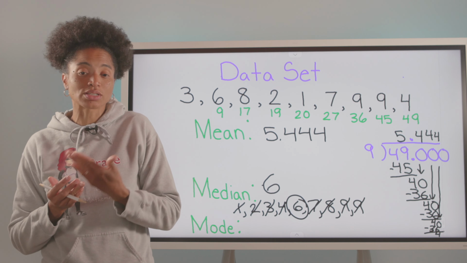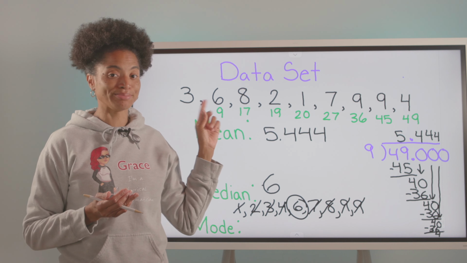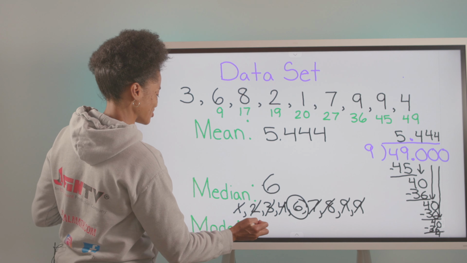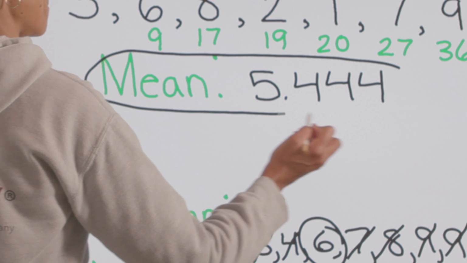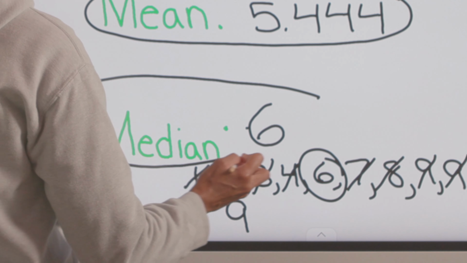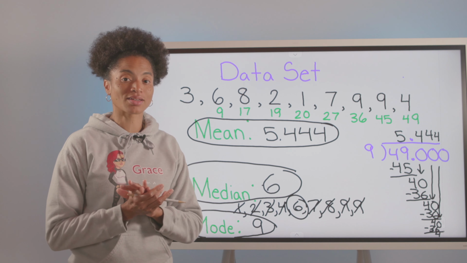The mode is just the number I see the most. Which number do we see the most in this data set? 9, absolutely. So either through the mean or median or mode, I'm getting to the center of the data.